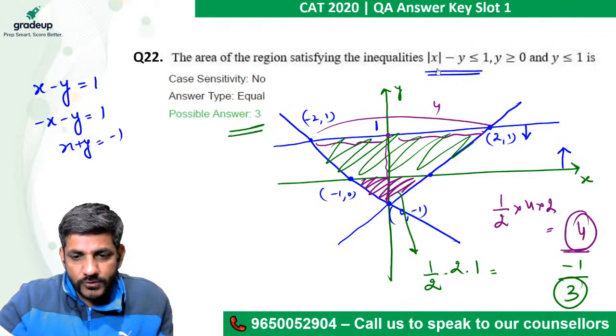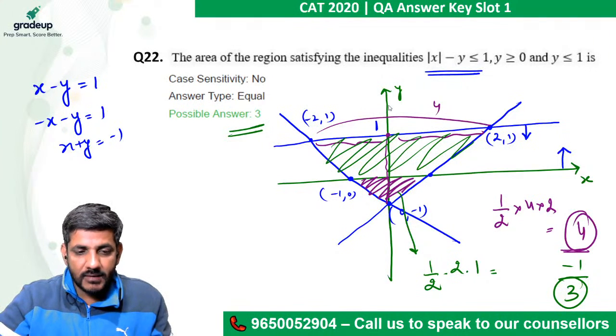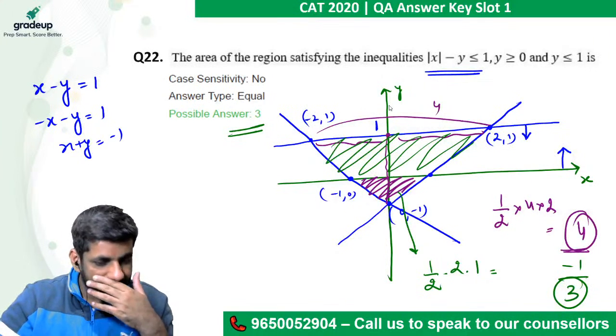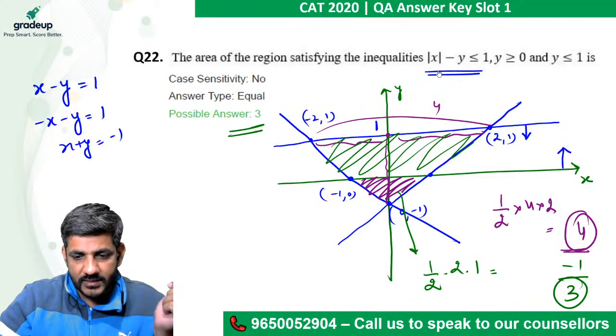So I hope this solution is clear to all of you, no doubts. Shobit, I also did it wrong, yaar. I am feeling so bad about this question that I marked 4. I didn't see that it was saying that y is greater than or equal to 0.